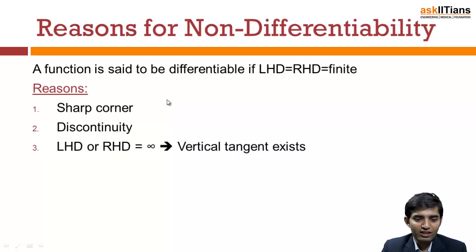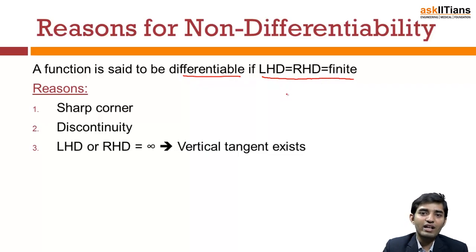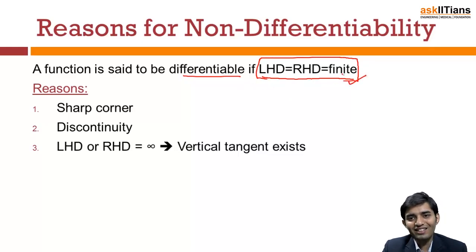First of all, let us understand when a function is derivable. This we already know: the function is derivable if left hand derivative is equal to right hand derivative is equal to finite. If this condition is violated, then it will be non-derivable. If this condition is satisfied, then it will be derivable. If this condition is violated in any manner, then it will be non-derivable. So first thing is, if there is a sharp corner. Now what do you mean by sharp corner? A sharp corner in the graph of the function. So suppose the graph of a function is like this.